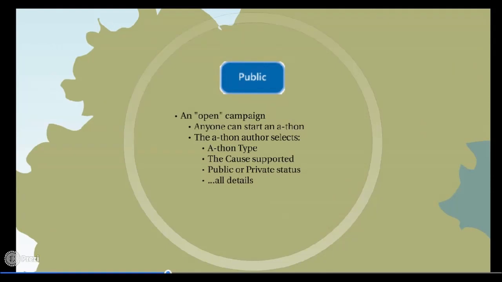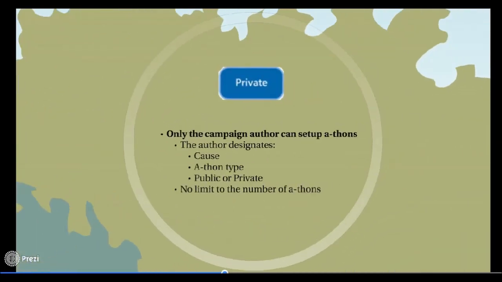Public campaigns allow the a-thon author complete autonomy. They can select the a-thon type, the date, the time, the cause to be supported, etc. There are no restrictions. A-thons can be either public or private, and this is covered in the a-thon presentation, or you can read about it in the handbook. Public campaigns are appropriate for municipalities, states, and provinces who want to invite anyone within their domain to participate in the campaign. Public campaigns are probably not the best choice for a cause or a company if they wish to restrict who can set up a-thons or which causes those a-thons will support.